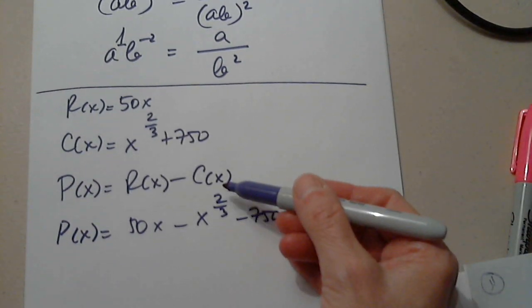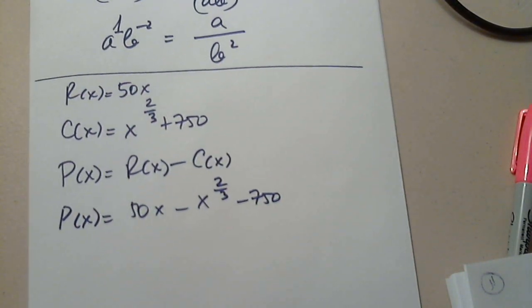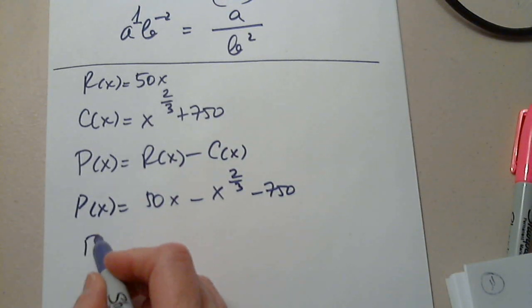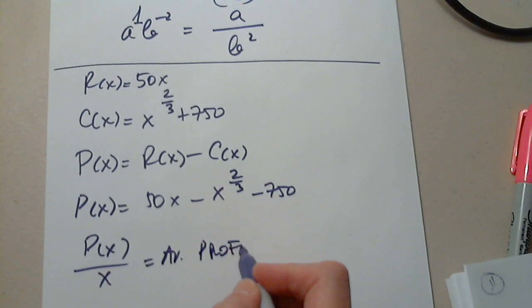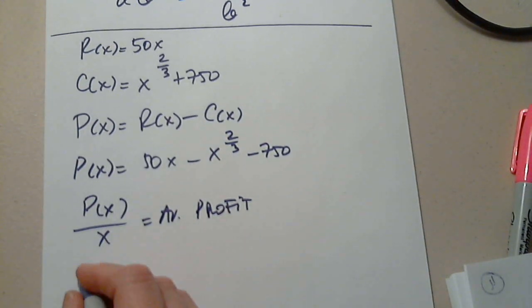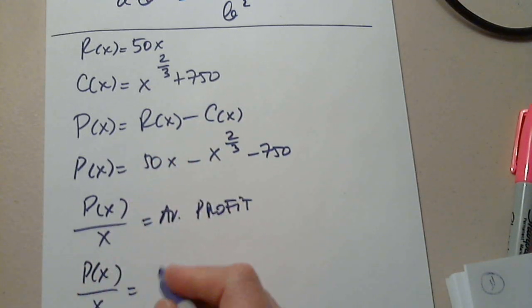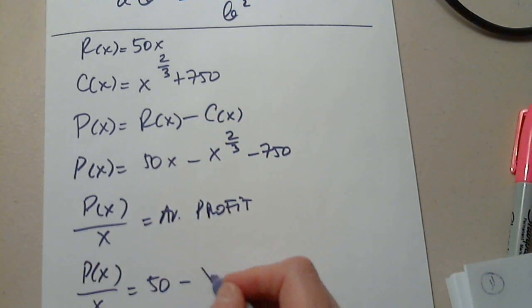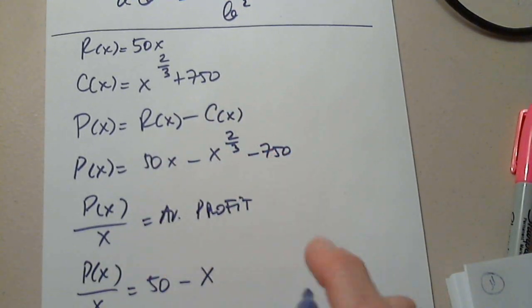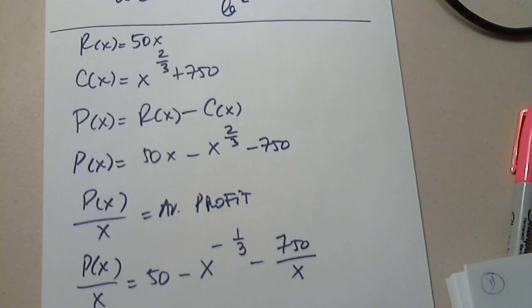Remember, we subtract the cost, which means I have to subtract everything in the cost, not just pick and choose. Okay, so now I have to find the function, which is the average profit. So when I find this function, 50x over x is 50. X to 2/3 over x is x to 2/3 minus 1, minus 750 over x can stay as 750 over x.